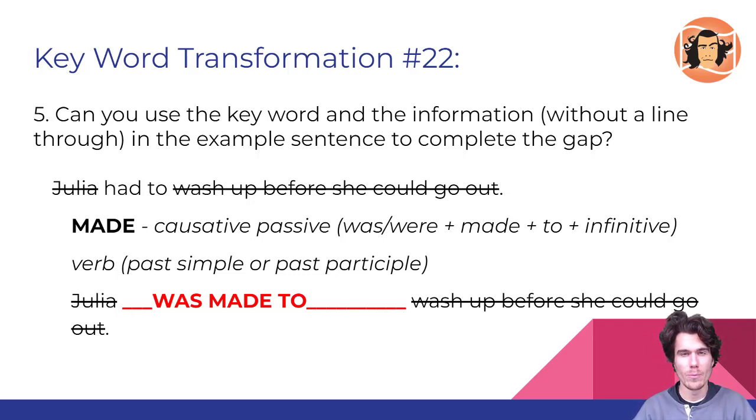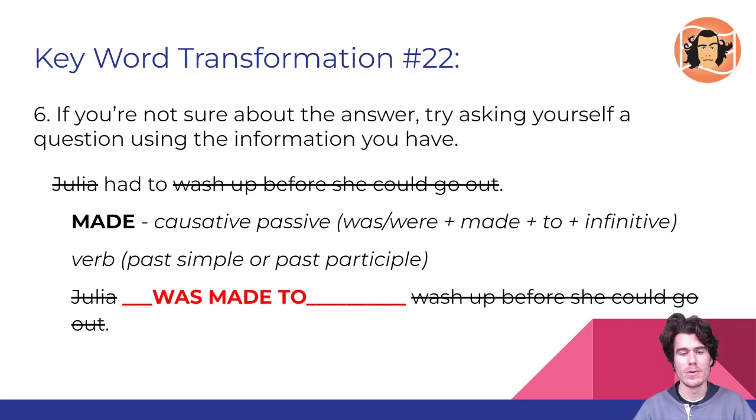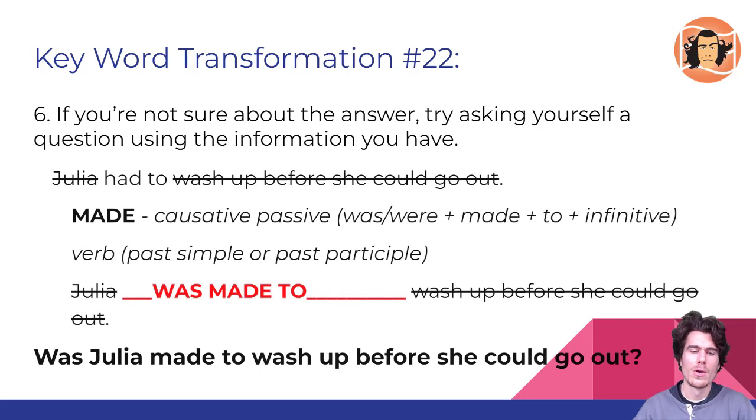Don't worry if you've written down different words. You may still be correct. And you can continue using the next steps in my technique with your words or with my words here. So I'm going to continue now with step number 6, which is if I'm not sure about an answer, I'm going to ask myself a question using the information I have here. So do the same. Take a minute, pause the video, and try to write a full question based on the information in this sentence. When you've done that, press play and we'll see what question I've written down. Okay, so hopefully you've done that. And the question that I've written down is, was Julia made to wash up before she could go out?